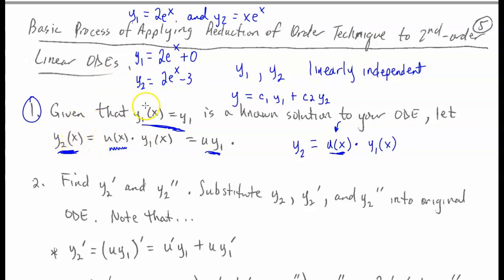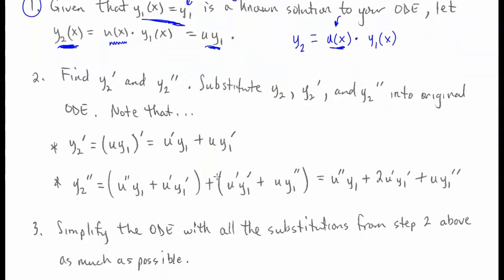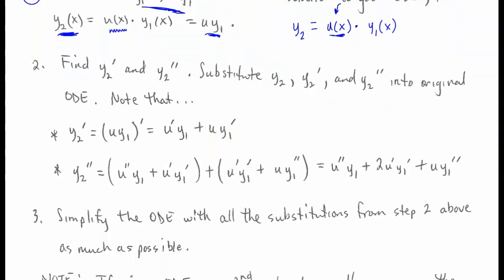So in short, you know what y1 is. You say that y2 is going to be some function u times y1. Now, everything else is relatively easy. I say relatively because the devil is in the details, but the actual process itself is relatively easy to understand. So now that we're assuming that y2 is going to look like this, we take the first derivative and second derivative of that function.